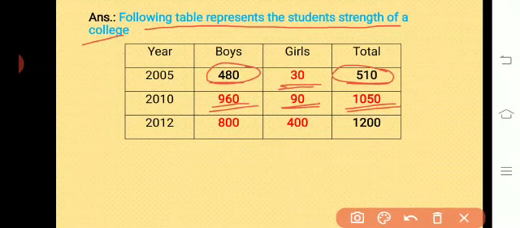Similarly, in the question it is given that in 2012 the student strength is 1200 and the strength of boys is double the strength of girls. So if you consider the girl strength as 400, then the boy strength will be 400 plus 400, that is 800. So this is the solution, or tabular presentation, of the given data for the first example.